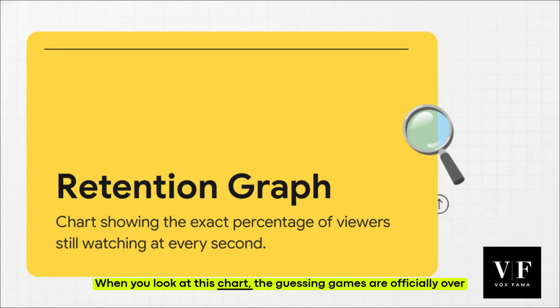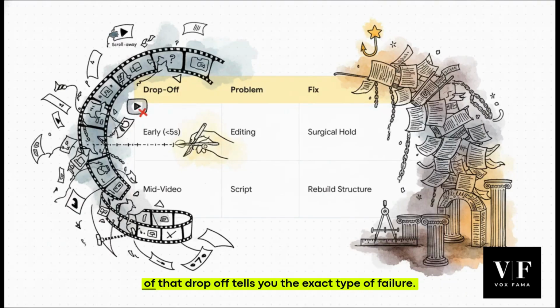When you look at this chart, the guessing games are officially over because it shows you the precise second your reel lost its audience. See a sharp drop on the curve? That is the exact point where the algorithm saw a loss of attention and decided to stop distributing your video. That specific second? That is your game film. So the exact position of that drop-off tells you the exact type of failure. It's an amazing diagnostic tool.